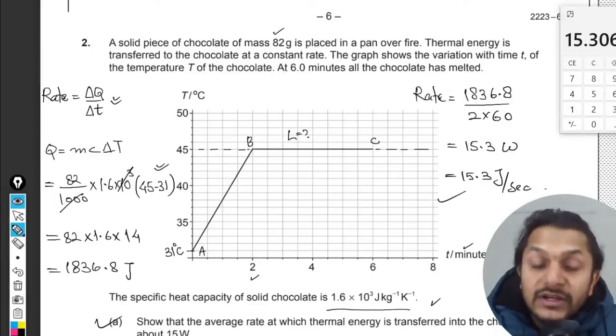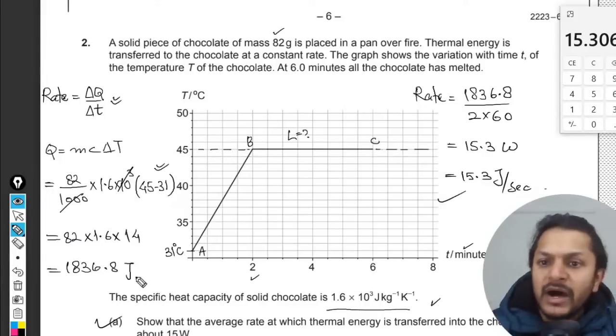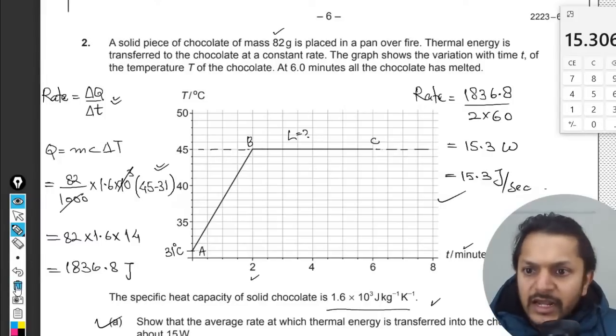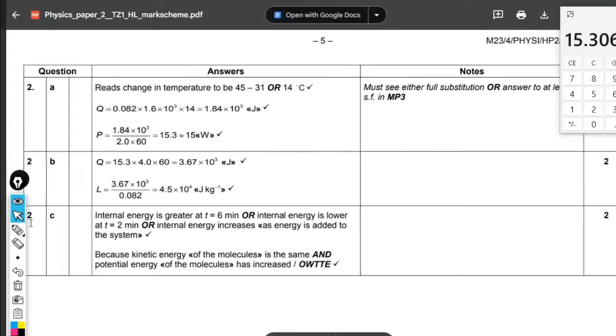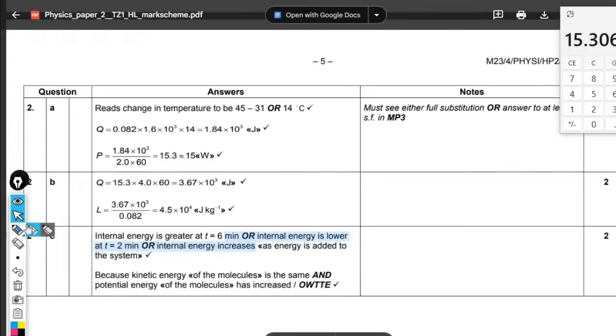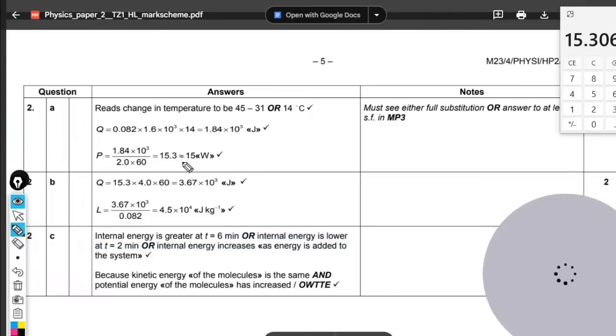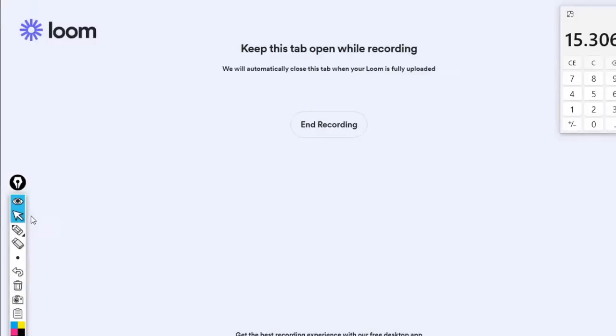This is how we do it. And let us move to the part B now. And before we go there, let us see if we are having the correct answer. And yes, the answers are here. 2A, the answer is 15 watt or 15.3 watt. And they seem to have done the same method. Let us now go for the second part.